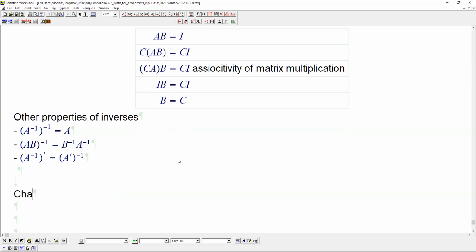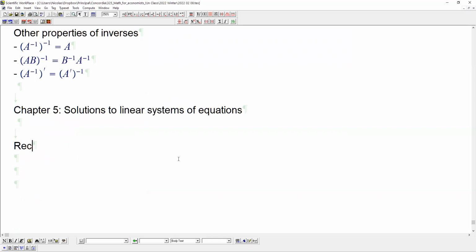So here we go with solutions to linear systems. Chapter 5: Solutions to linear system of equations. Recall that a linear system of equations has a unique solution if all equations are independent of each other.